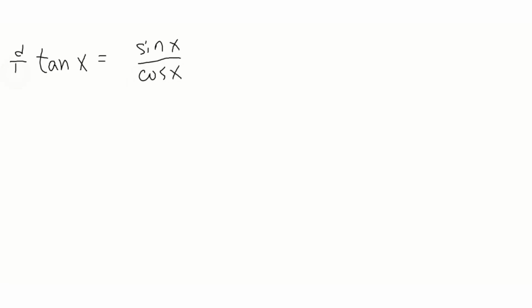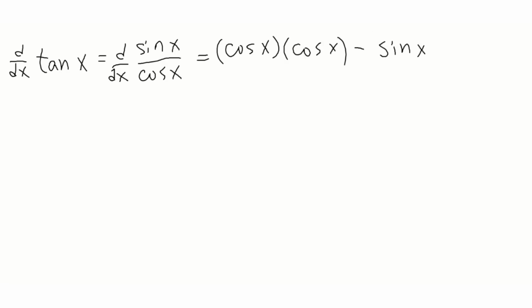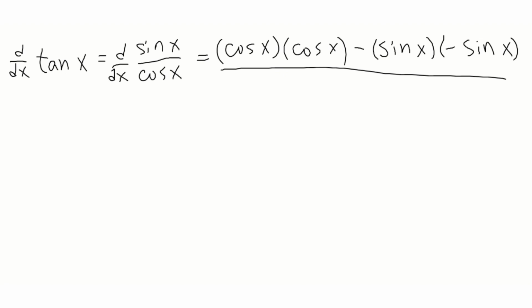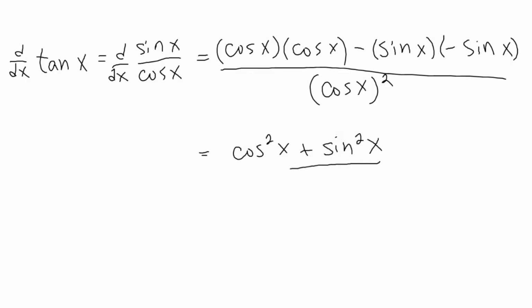To find the derivative, we can apply the quotient rule. Low, d high, the derivative of sine is cosine, minus high, d low, the derivative of cosine is negative sine. And all of that goes over the function on the bottom squared, which we can simplify to cosine squared x plus sine squared of x, all over cosine squared of x.